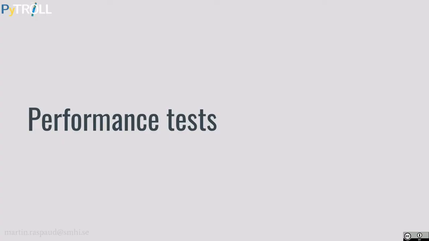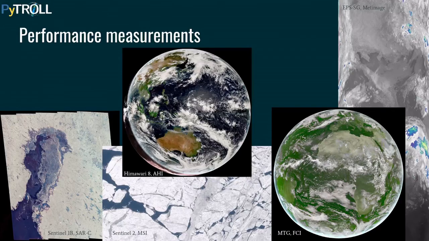Now let's see how all this performs. For testing, we have used 5 different satellites: Sentinel-1 and 2, Himawari-8, MTG, and EPS second generation. The data for FCI and MetImage are of course fake data that we got from EUMETSAT. However, it gives us a good estimate of how it will perform in real life.